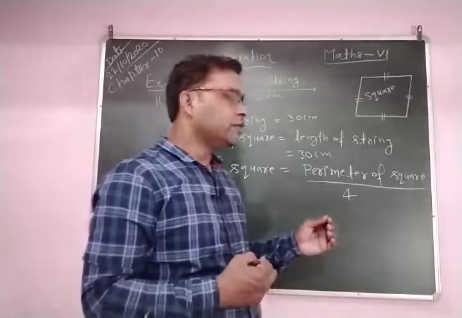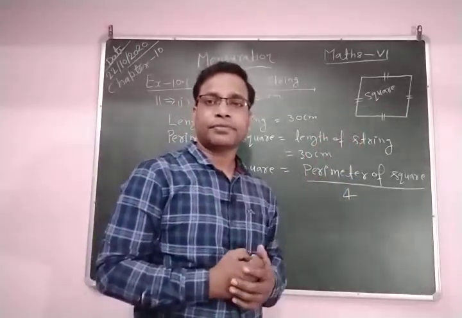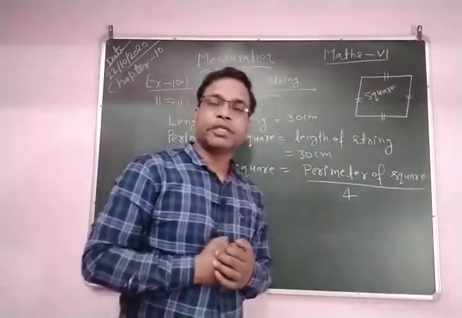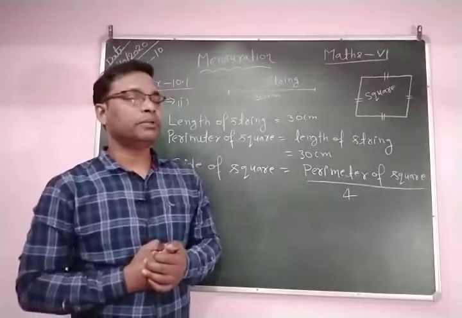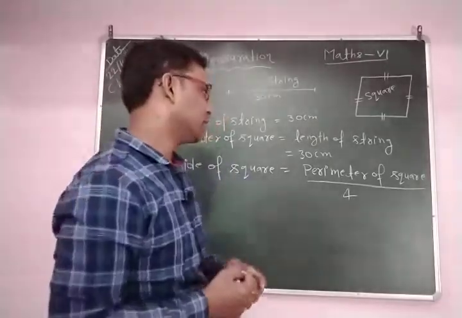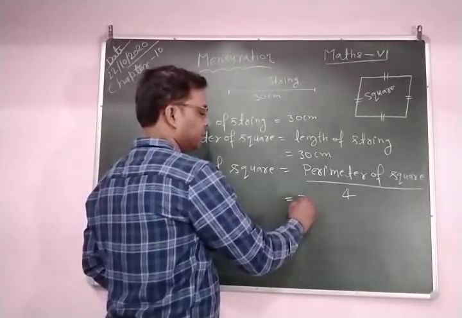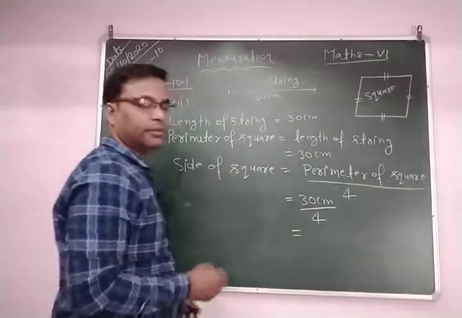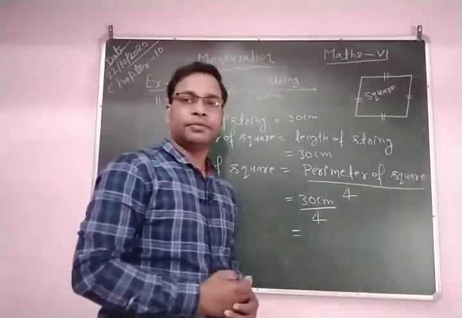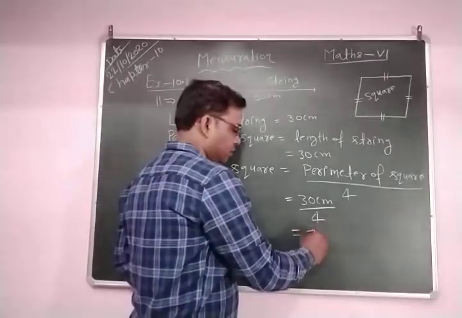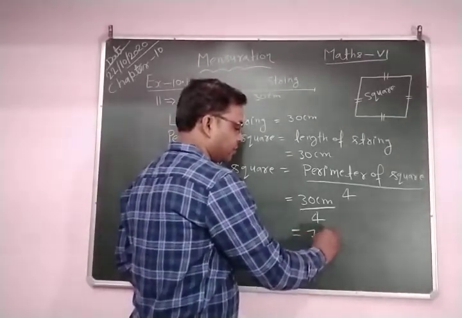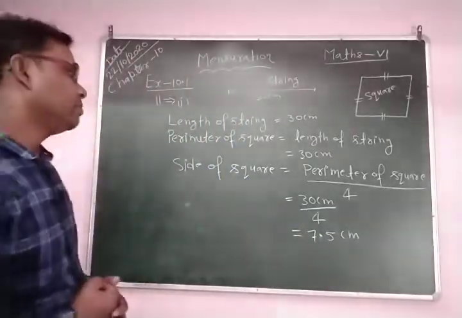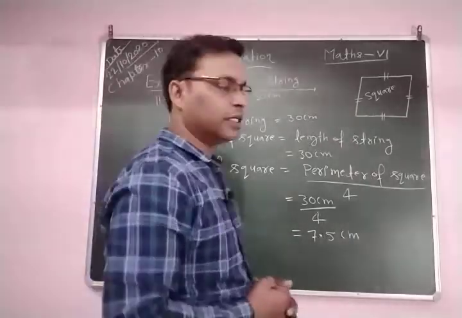So here how do we find the perimeter? This square is made by the given string, and the length of the string is given as 30 centimeters. So the perimeter of the square is also 30 centimeters. Okay, so here we can write 30 centimeters by 4. If we divide 30 by 4, then we obtain 7.5 centimeters. So in this way you can say the side of the square is 7.5 centimeters.